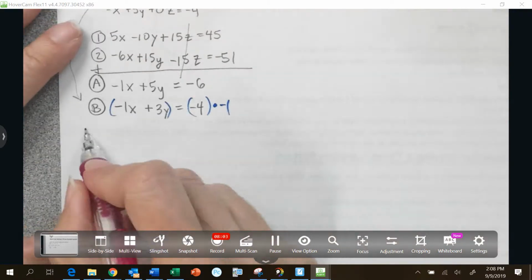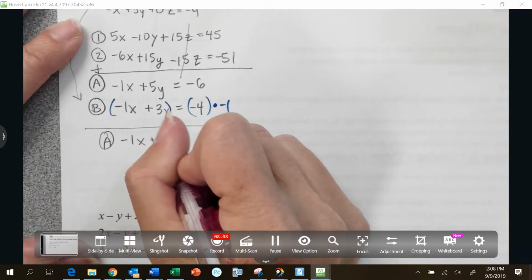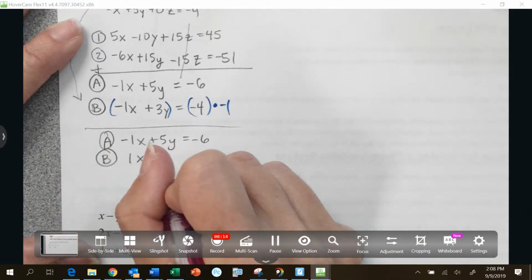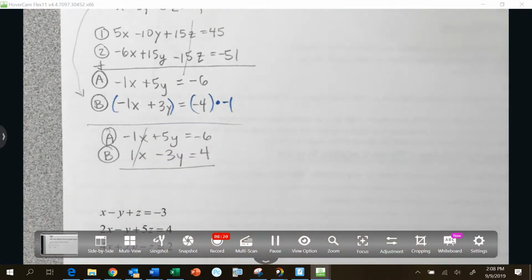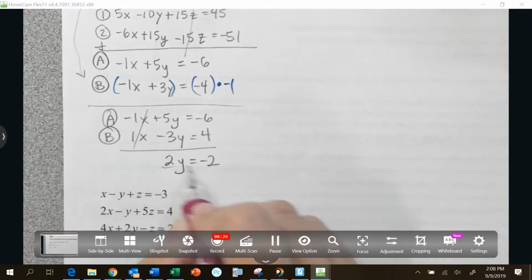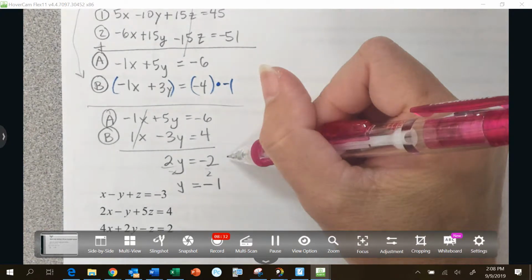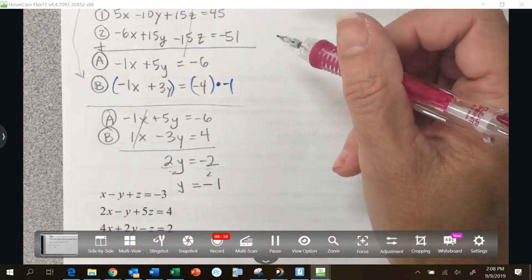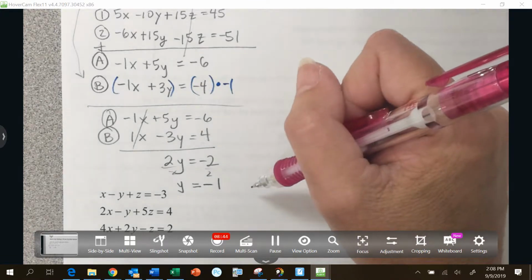I'm going to stay organized and multiply equation B by multiplying everything by negative 1. And when I add those up, my x's should eliminate. I get 2y equals negative 2. Divide both sides by 2. We have y equals negative 1. Once you get down to 1 variable, 1 equation, you can solve that. So we went from 3 variables with 3 equations, down to 2 variables with 2 equations, down to 1 variable with 1 equation, found that answer.